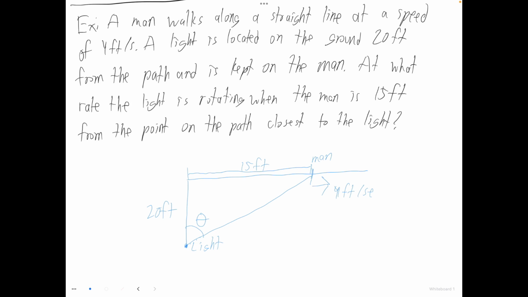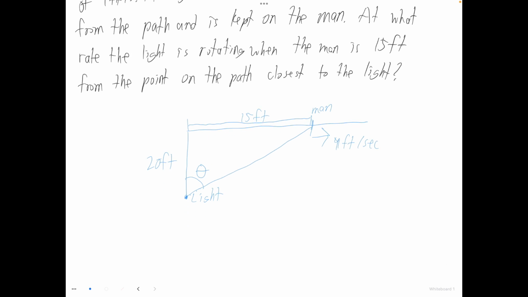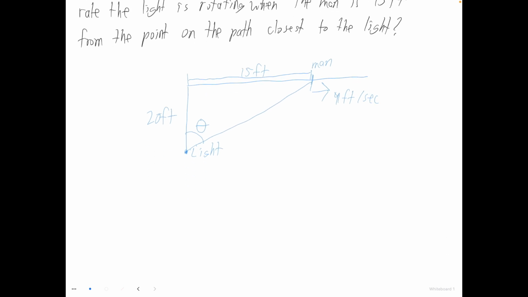Okay, so this is the situation, and the man is moving to the right in my picture at a rate of 4 feet per second. Okay, so as usual, I'm going to let x be our horizontal distance. So x is going to be a horizontal distance. So we know x is 15 feet when we care about it. dx over dt is going to be 4 feet per second. And it is going to be positive this time because the man is moving to the right, so the distance is getting further. And what we care about is the rate that we're rotating at. So we care about d theta over dt.